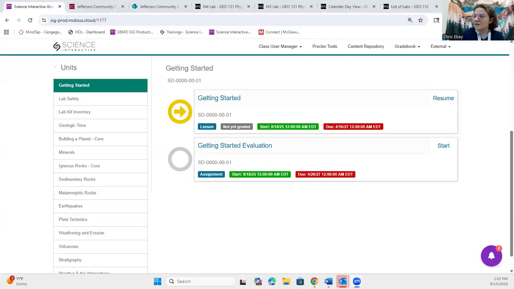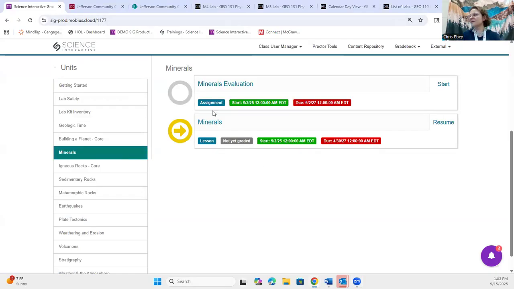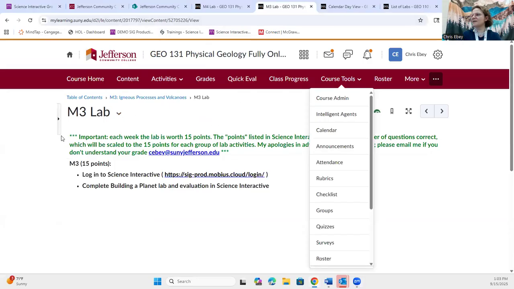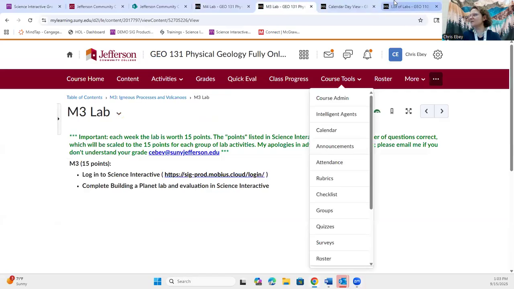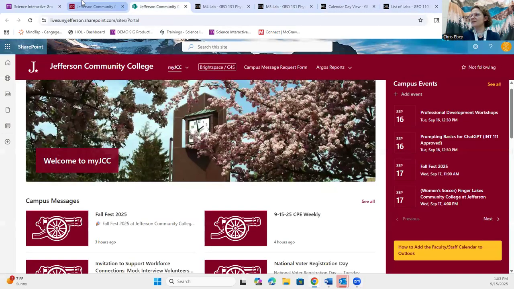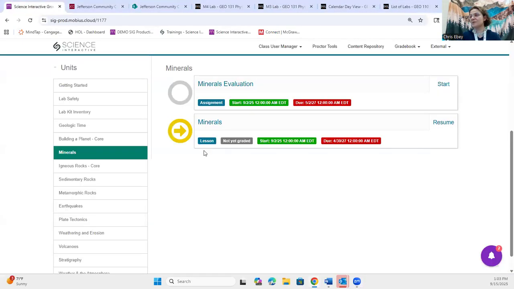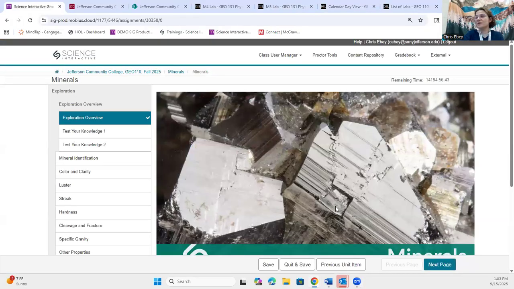All right, so we're taking a look at this lab. Let's go down to minerals. And a reminder that where it's listed is actually in Brightspace. Remember to go back to Brightspace and double check which lab you're supposed to be doing for that week. I'm sorry it's not embedded into the course. That's one of the features that did not work with Science Interactive.